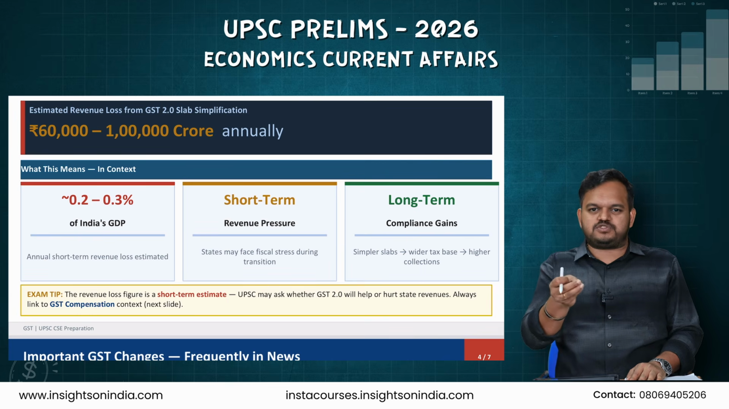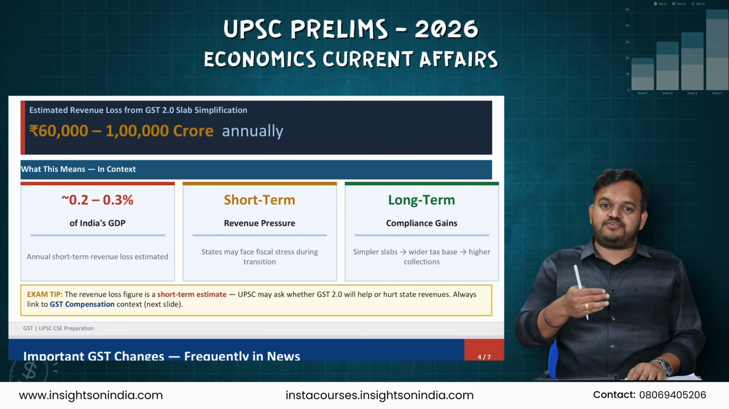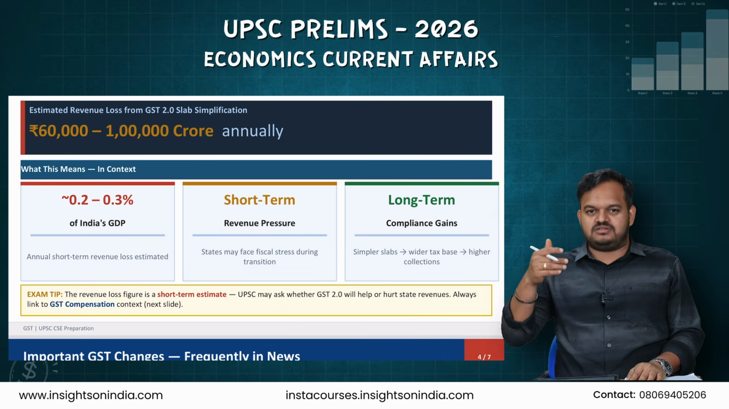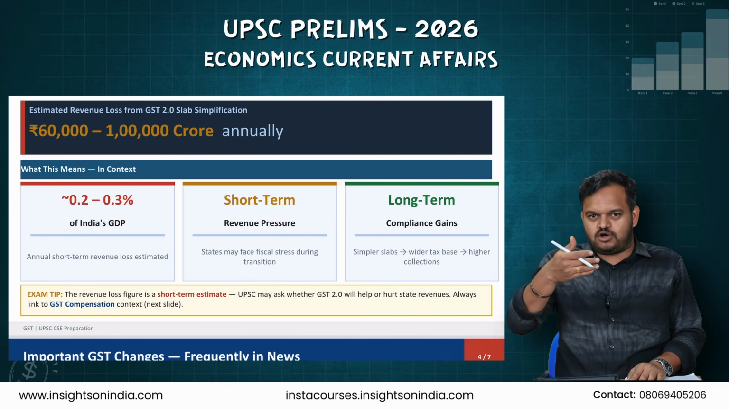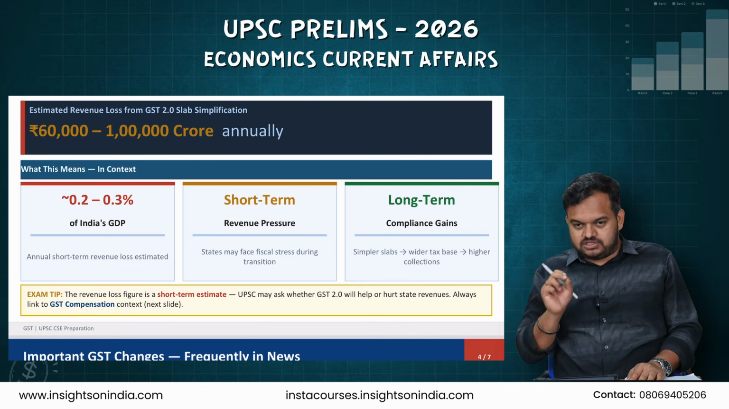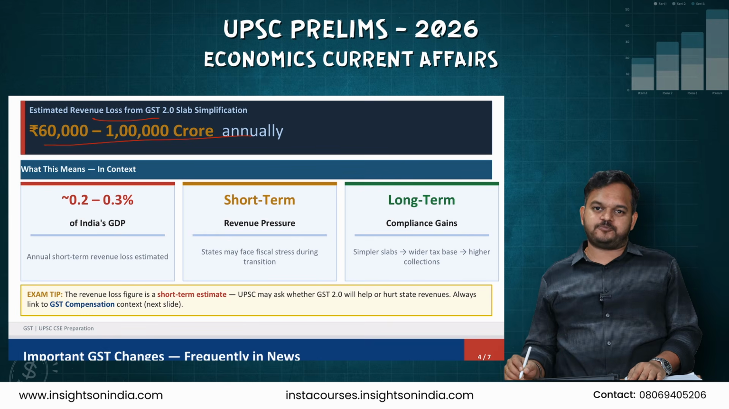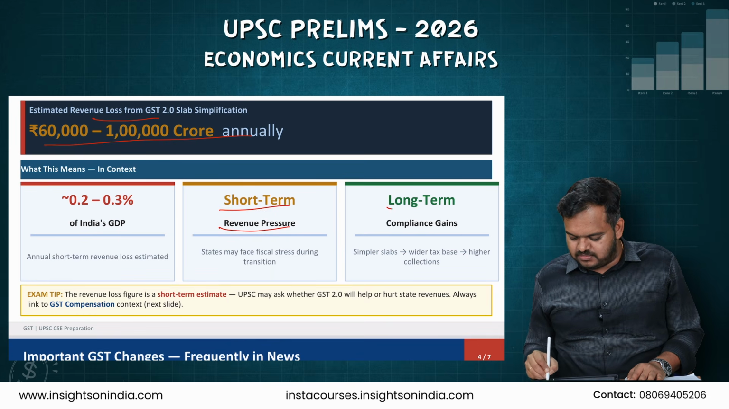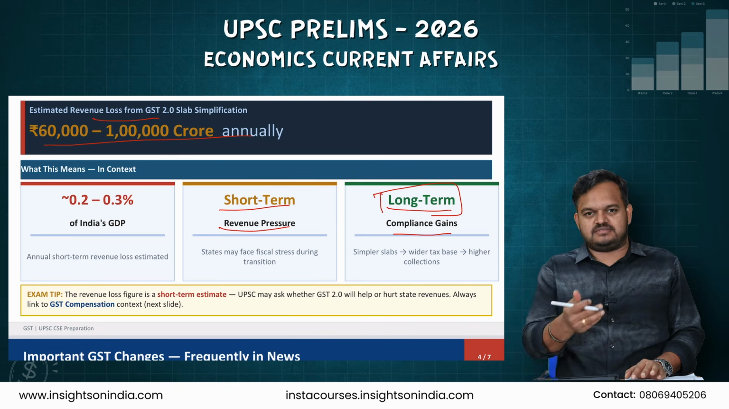Since the slabs have been restructured, many of the products which were falling under the 28% slab were moved into the 18% slab, right? There were also many products under the 5% slab which are now exempted from GST. So likewise, there is a lot of restructuring of GST rates. In the short term, there is an opinion that it is going to cause an estimated revenue loss of nearly 1 lakh crore rupees for the state governments, right? That is one analysis. Short term revenue pressure can be there, but in the longer term, with increased compliance, there is going to be a long term gain. So this part of the analysis you must be aware of.